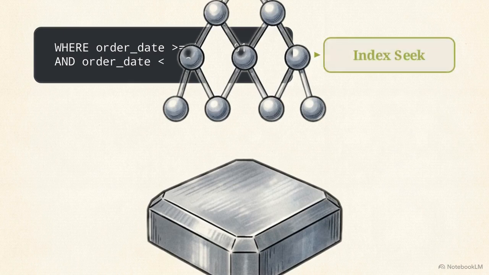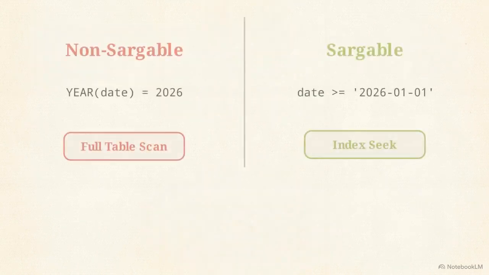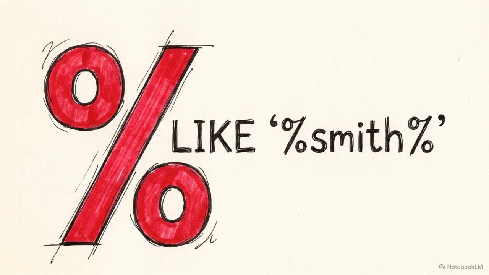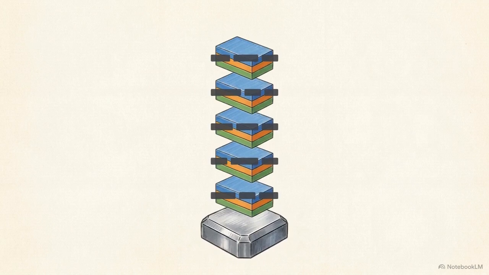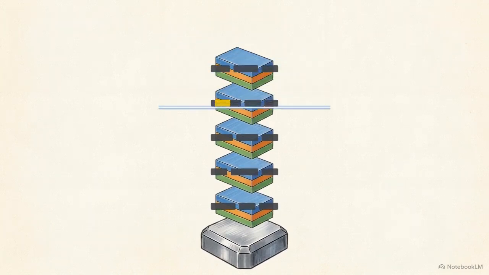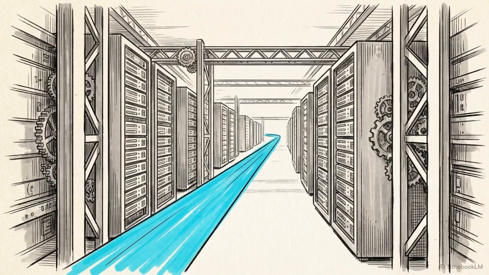You fix this by moving the transformation to the constant value. By comparing the raw order date to a date range literal, greater than or equal to January 1st, 2026, the optimizer goes straight to the index seek. String searches with a leading wildcard, like %Smith%, break index usage for the same reason. Without a starting point in the index, the database scans every row to find matches hidden in the middle of the text. Maintaining sargability ensures your syntax doesn't block the physical pathways your indexes provide to the query optimizer.